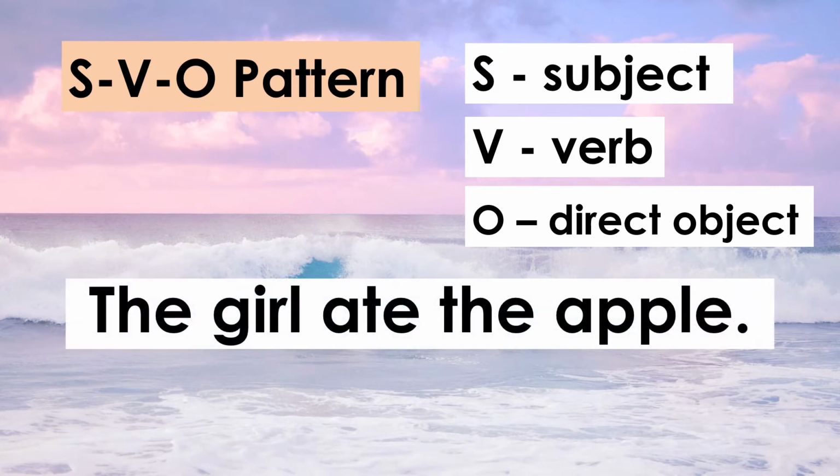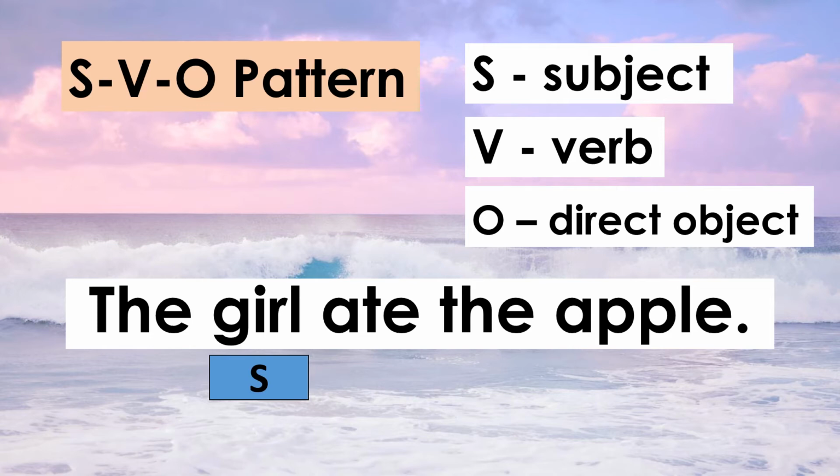Example: the girl ate the apple. Again, the girl ate the apple. Let's start with the subject. What is the subject of the sentence? Subject can be a noun or pronoun. It is the topic of the sentence. What is the subject? Very good. Girl. S or subject is girl.